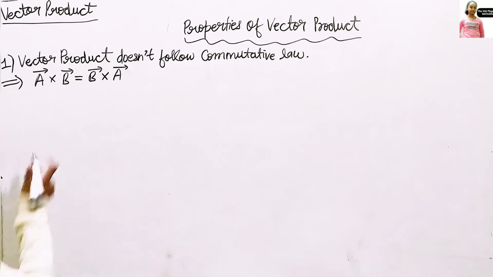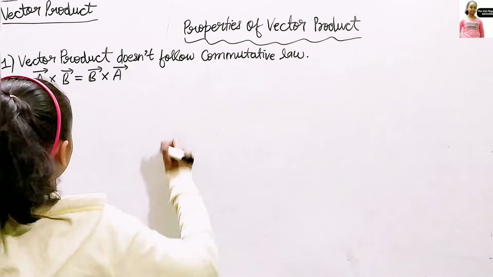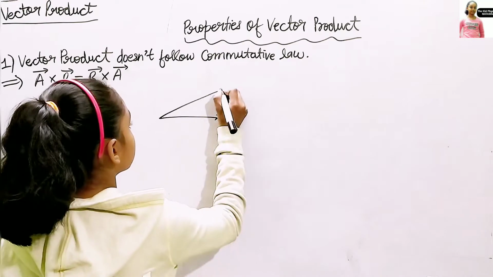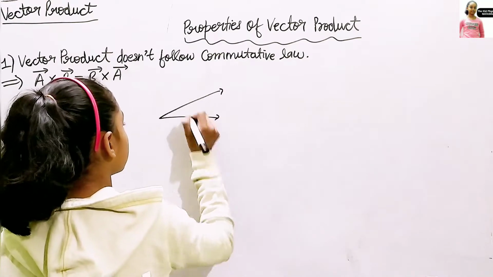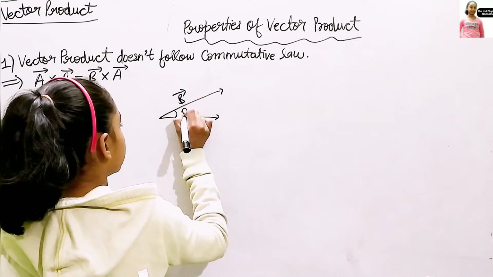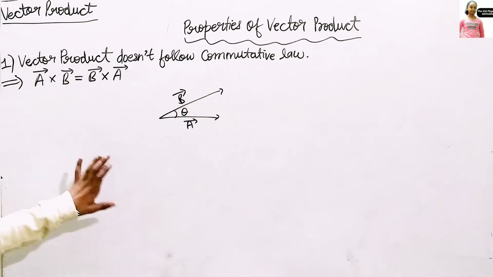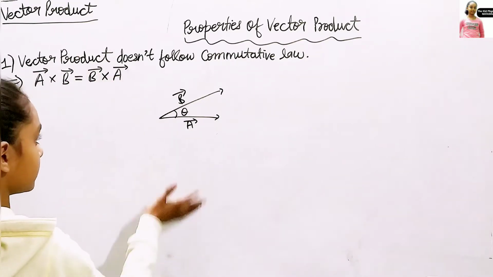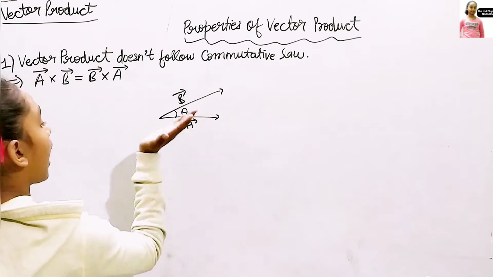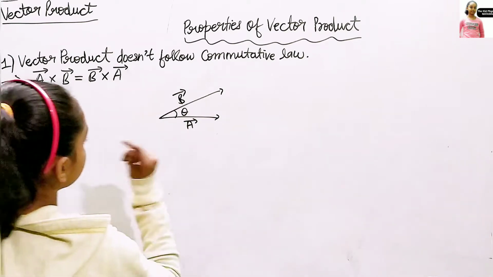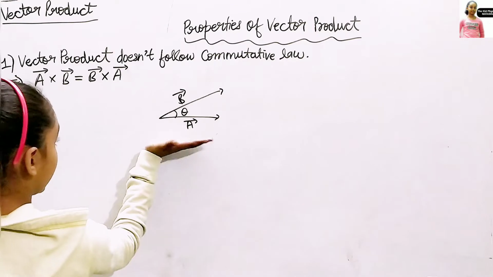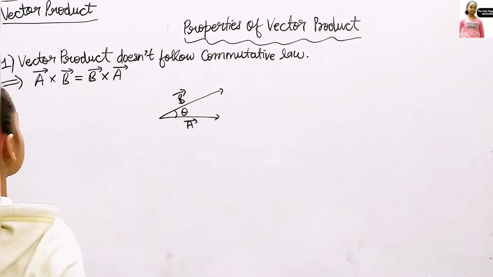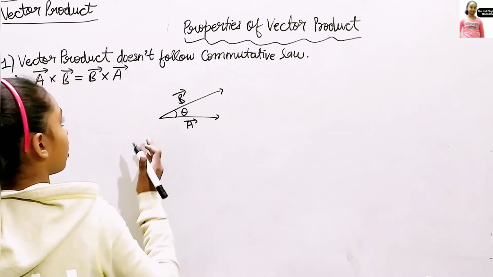Let me show you the answer. First of all, let me draw the figure. The figure should be like this: vector A, vector B, theta. So, A cross B will be what? Through the right hand thumb rule, let's see. First of all, A is coming, so A cross B. See, I'm curling my fingers from A to B, and my thumb is pointing in the north direction, upwards. So, this means that A cross B is in the up direction.